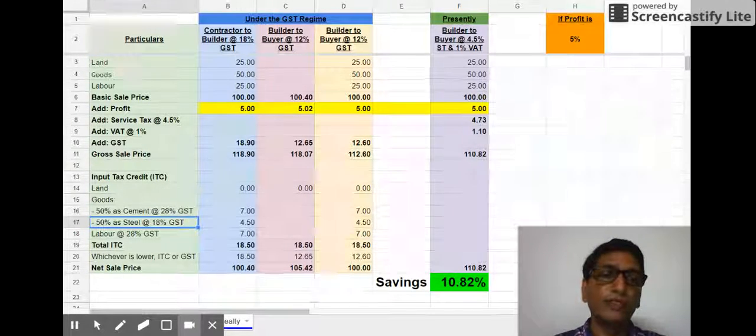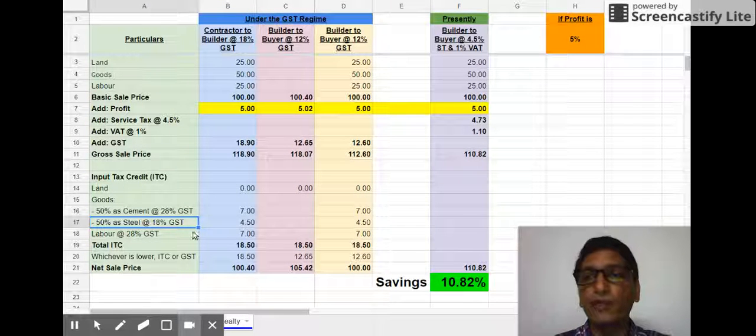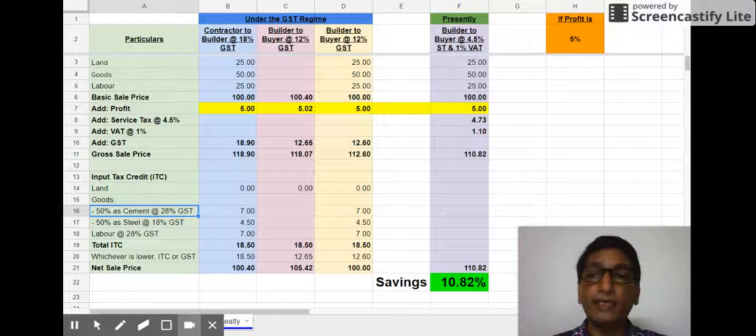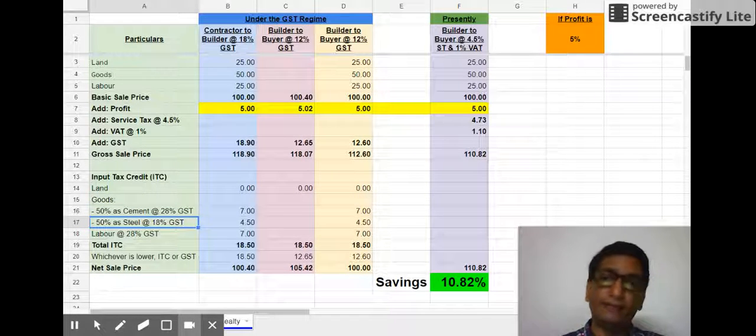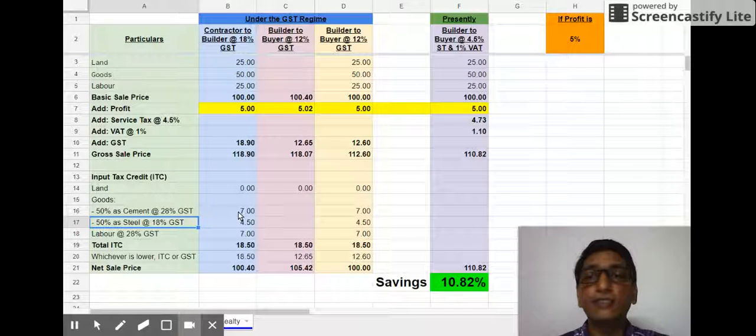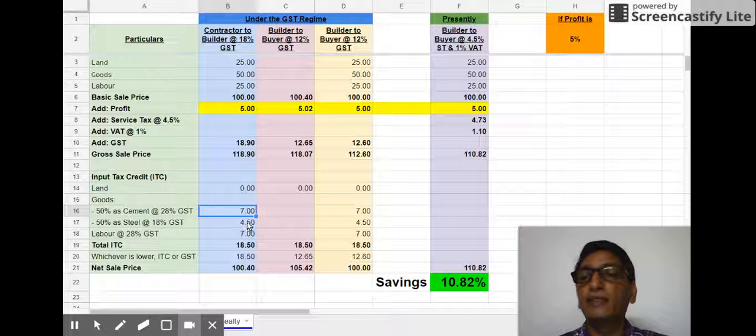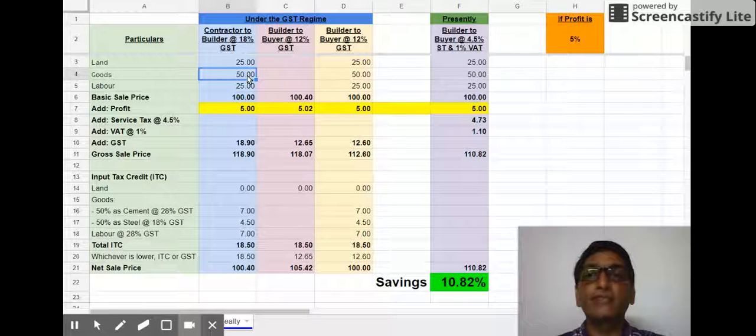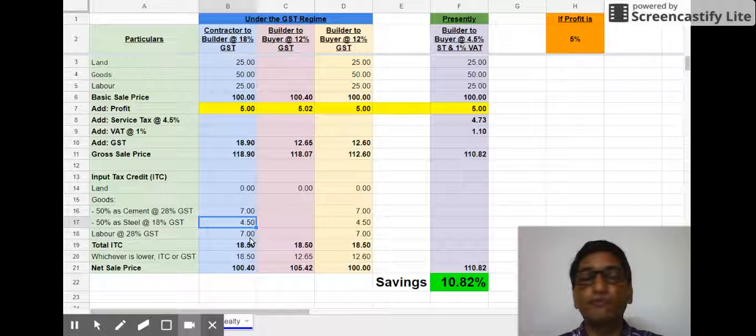So the thumb rule is also, for the purpose of calculation, out of the total goods consumed, 50% is towards cement consumption and 50% is towards steel consumption. Now, under the present GST regime, the one that is going to unfold, cement falls under the 28% GST category, and steel falls under the 18% GST category. So GST on cement comes to 7 and GST on steel comes to 4.50, on the basis of goods as 50. So 50% of this at 28% and 50% of this at 18%.